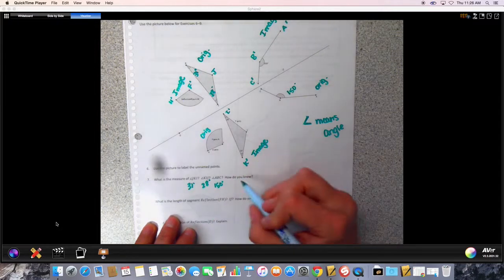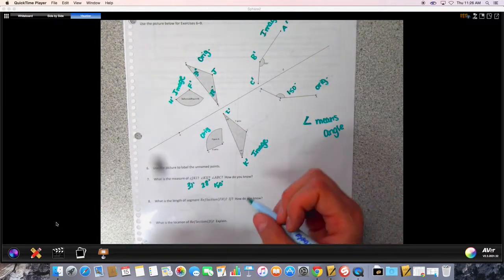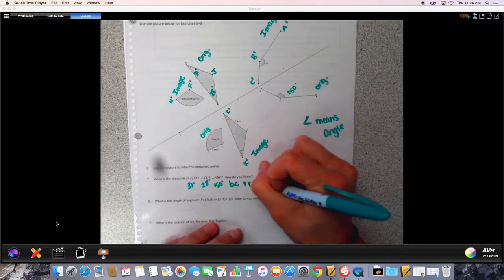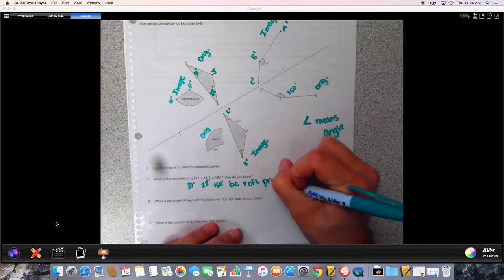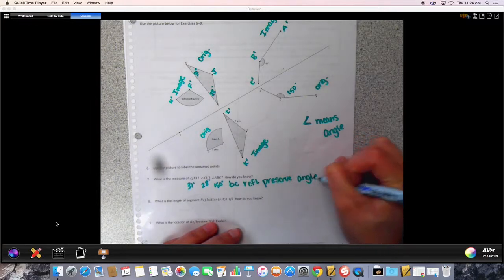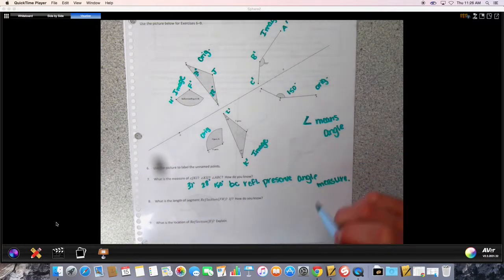And how do you know? I told you we were going to use this. How do we know that? Because reflections preserve angle measure. That should sound familiar from our first page.